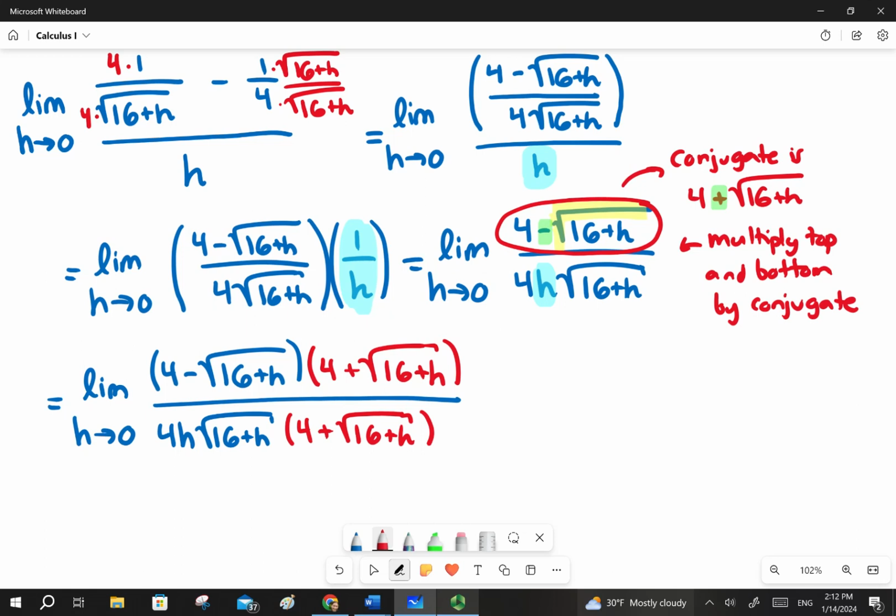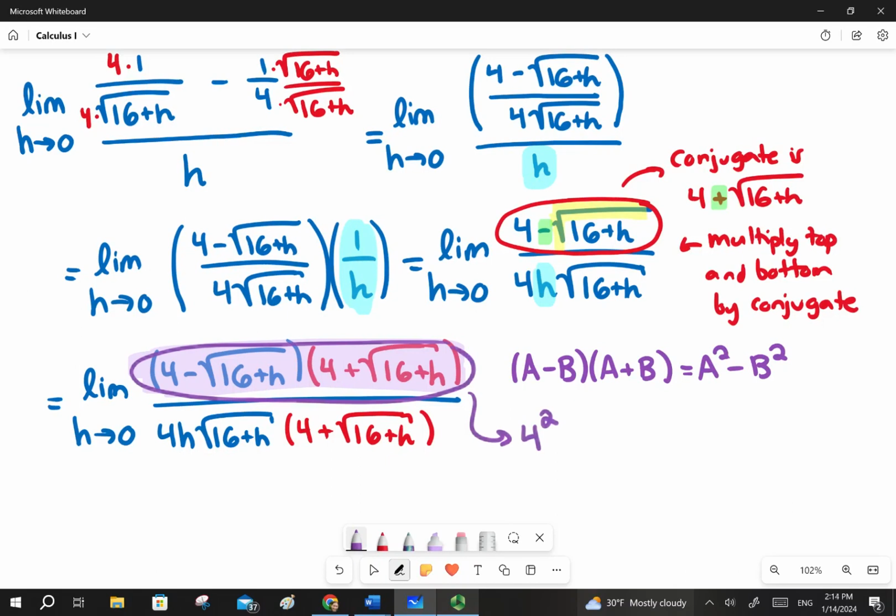Then we need to carefully multiply out the numerator. There's no need to multiply out the denominator because after this step, we'll be able to do some cancellation and plug in h equals 0. If you recognize the form of the factorization in the numerator as that of a difference of squares, a minus b times a plus b equals a squared minus b squared, then simplifying the numerator is a lot easier. You just get 4 squared minus the square root of 16 plus h squared, and you can simplify further from there. That's the true power of multiplying by the conjugate.